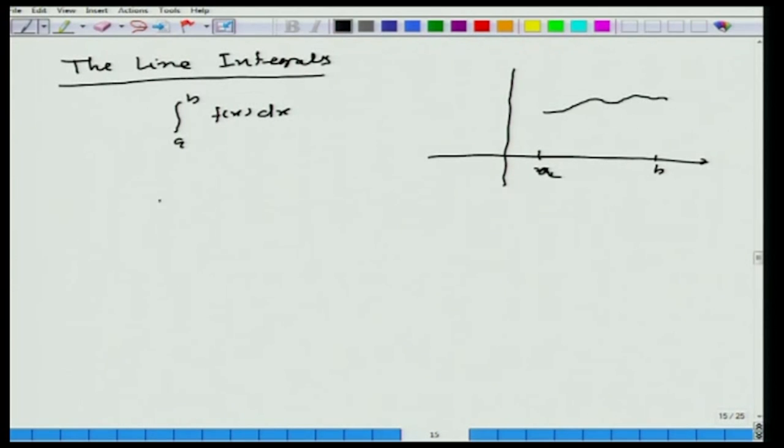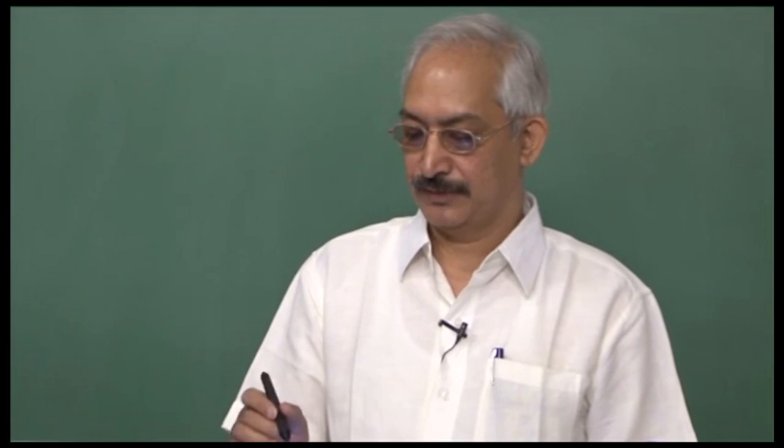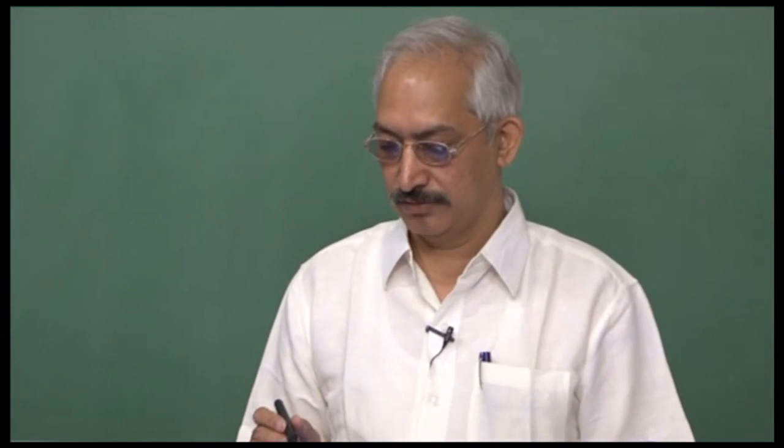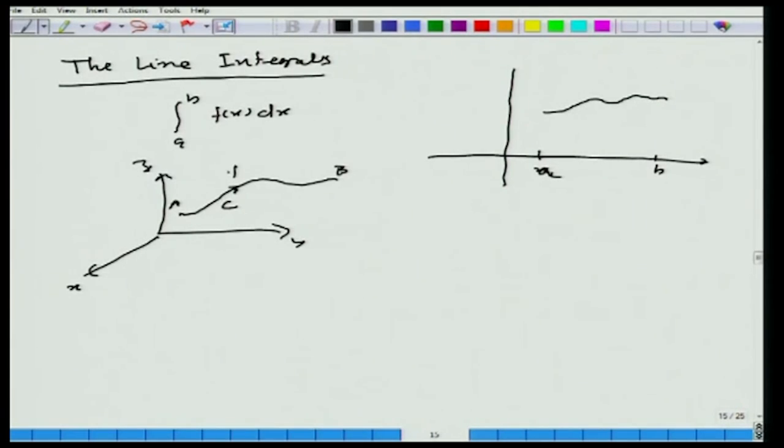So, the generalization of this is that you have in three dimensions, let us say x, y and z, and instead of this interval a b we have a certain curve C, with this point A and this point B. Like we move from a to b, we move from this capital A to capital B. So, this defines the direction of the movement on the curve C. If we move from B to A, then that is the negative of the movement in the forward direction A to B. So, this clearly fixes the direction on the curve C, and there is a function f of x y z defined from any point x y z, which gives you a value in R.